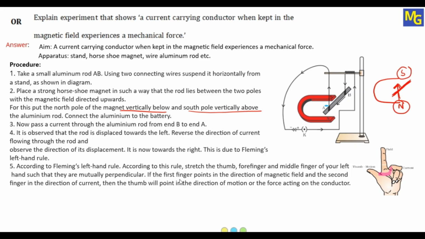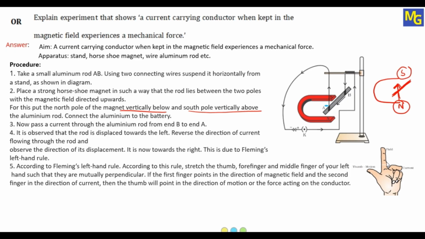If the first finger points in the direction of the magnetic field, and the second finger points in the direction of current, meaning here the middle finger is pointing in the direction of current, then the thumb will point in the direction of motion or the force acting on the conductor. So here the thumb will tell the direction of force.